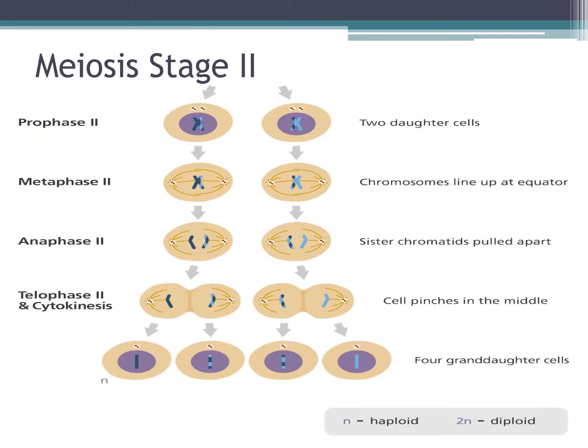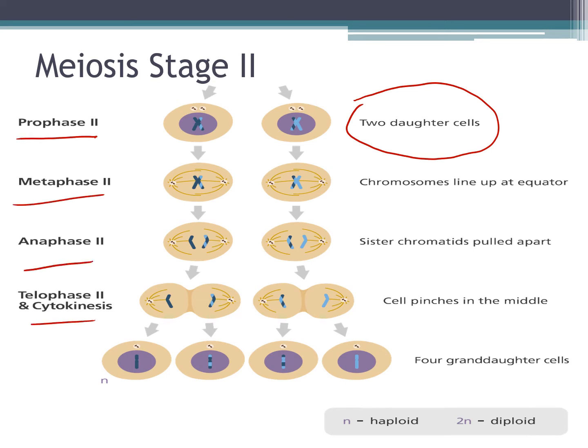For meiosis stage 2, when stage 1 finishes, you have two daughter cells. That's what they're called, regardless of whether they're sperm or egg. Then prophase 2, metaphase 2, anaphase 2, telophase 2, and cytokinesis. Similar things happen, but notice that when these chromosomes line up, they still line up in the middle, and in anaphase they're pulled apart, but there's not two of them anymore. It's only one strand on each side.